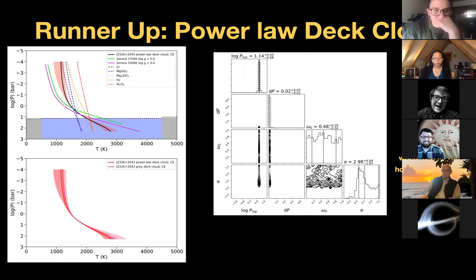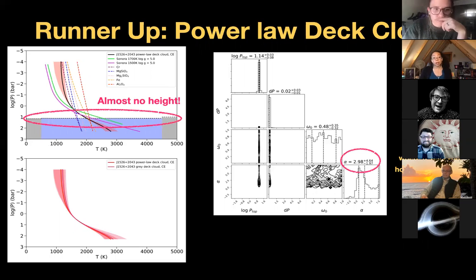And that's something you wouldn't expect. So here we see we have this positive value, but for either side, we have these very large tails, which is consistent with it being a gray cloud. And what we notice is if you have this positive alpha value, and you also see that your cloud has almost no height to it, we found that there's a degeneracy between the two, allowing a power law deck cloud to mimic the effect of a gray cloud.